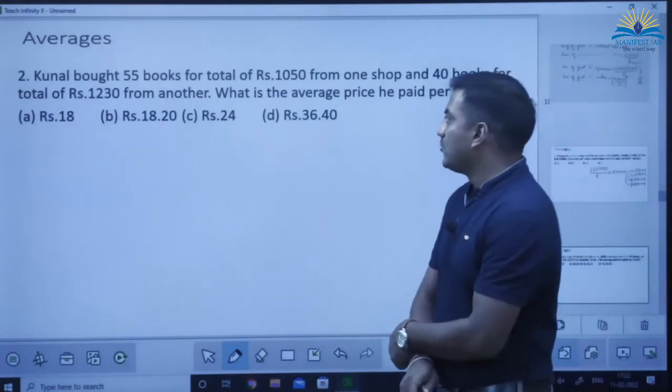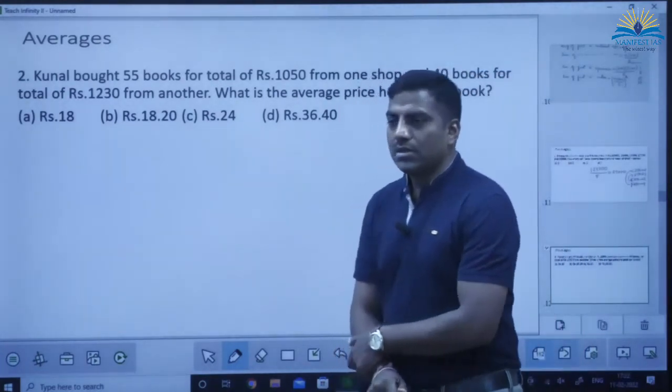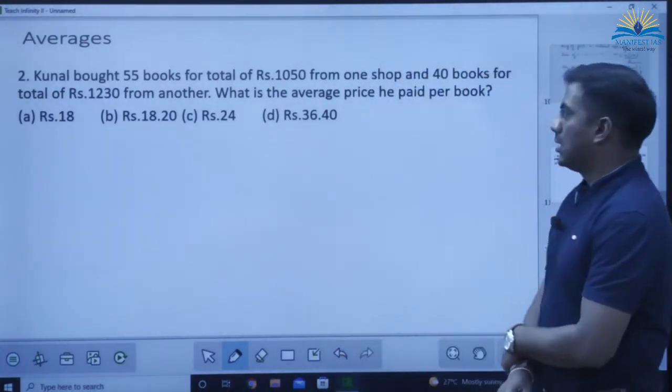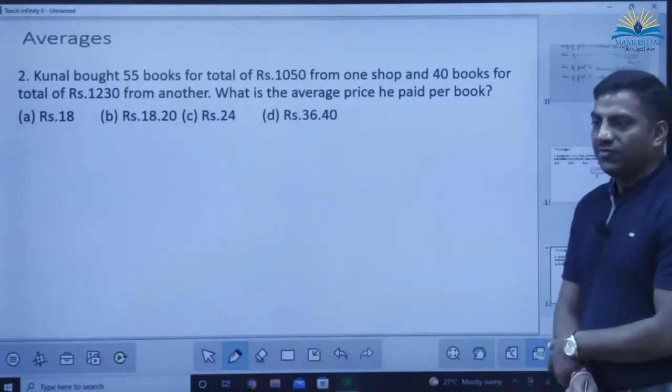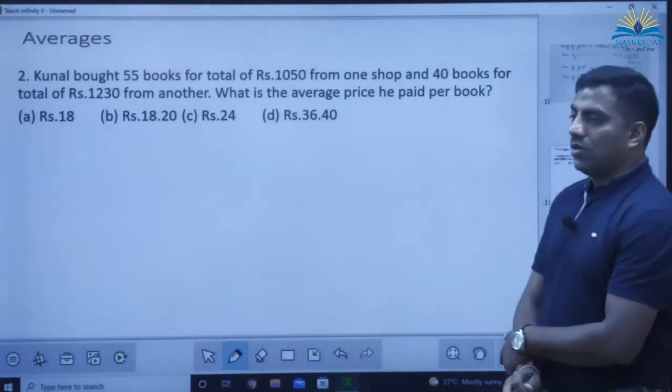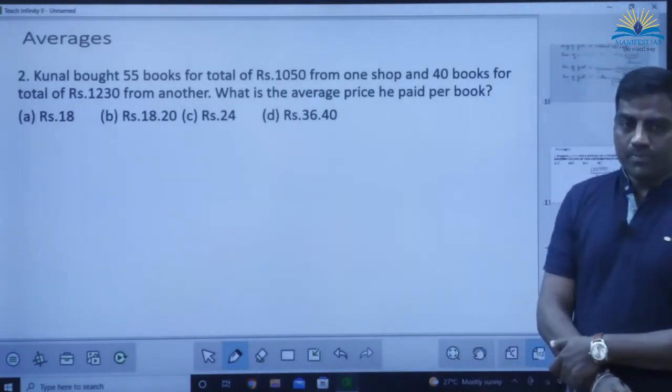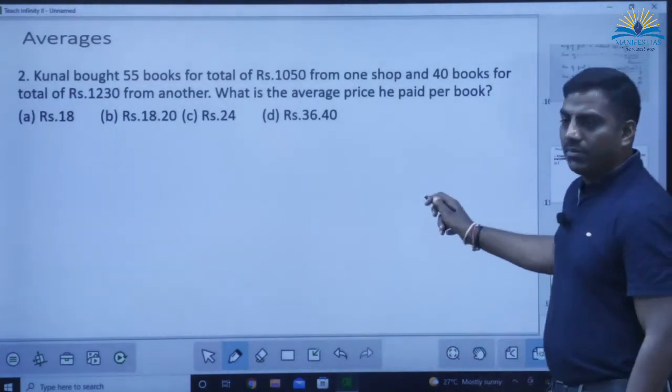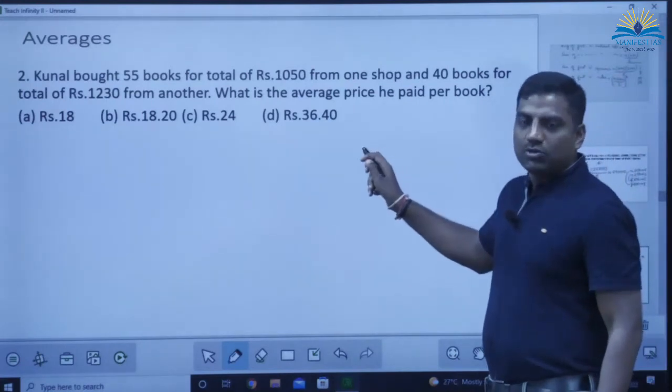Kunal bought 55 books for a total of 1,050 from one shop. His bill is 1,050 for 55 books. And for 40 books, 1,230 from another shop. What is the total bill of him?